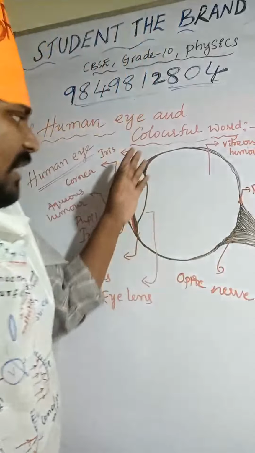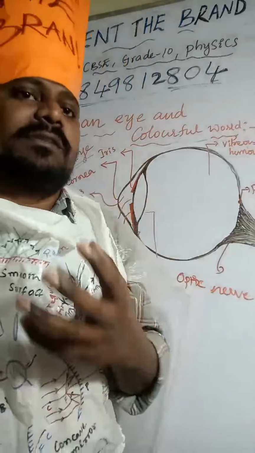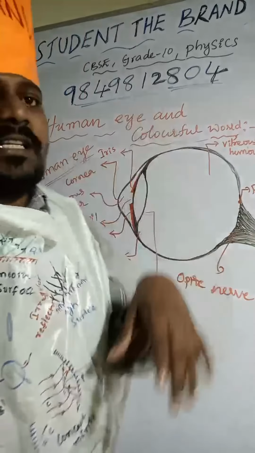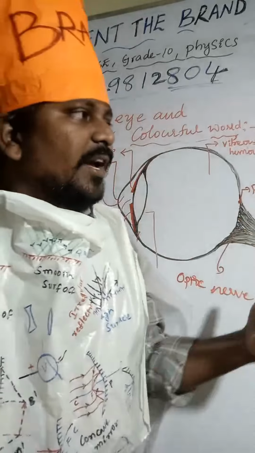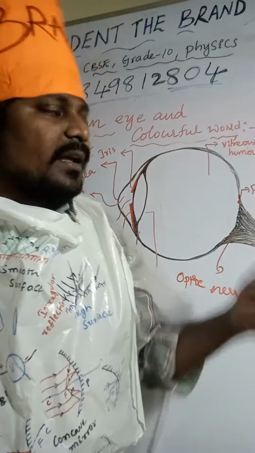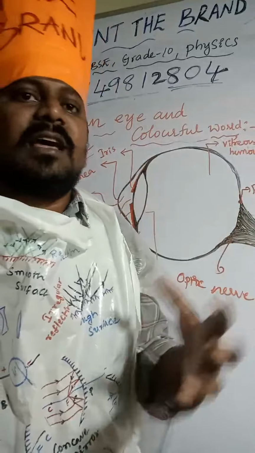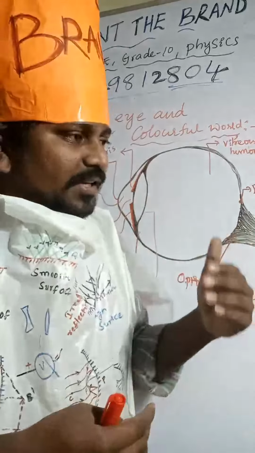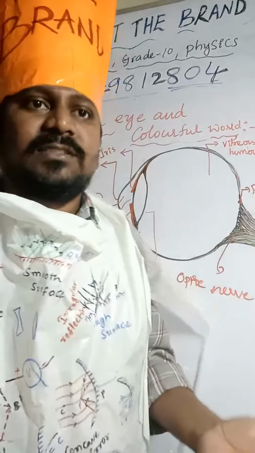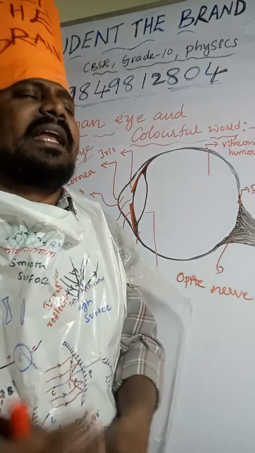So which part is responsible for seeing the nearby object as well as far object? Ciliary muscles. Ciliary muscles are able to adjust the curvature of the eye lens, so we can see near distance as well as far distance objects.